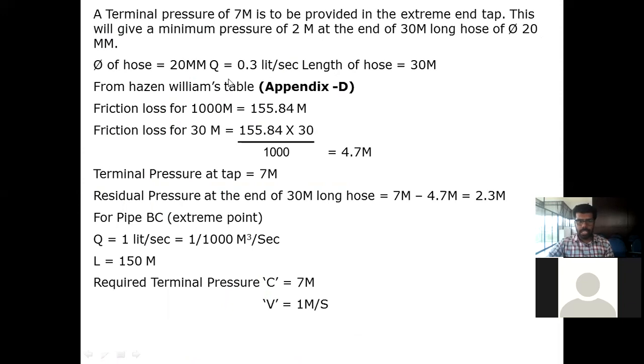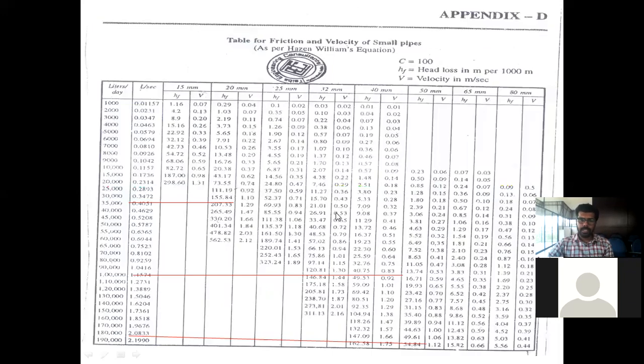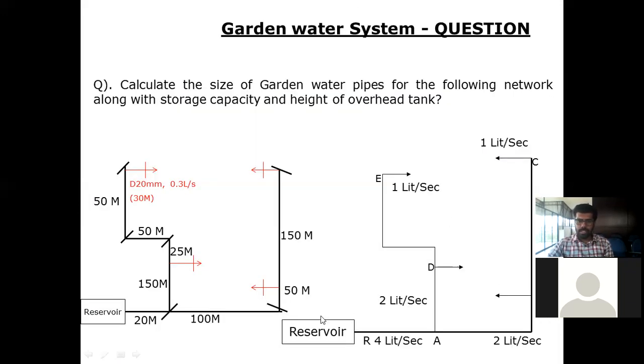So just leave this terminal pressure of 7 meter, that will be found out. Just leave it, I have written this initially. Okay, we can start the question. So this is the question. Here you can see the length. This is 20, 100, 50, 150. This is 150, 25.